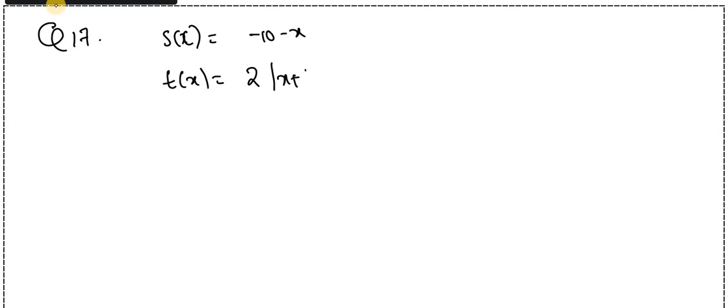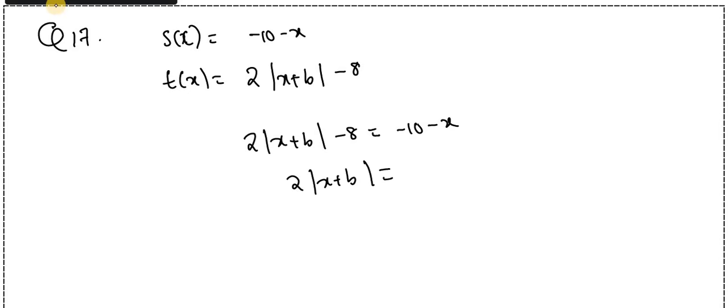This is question number 17. We have s of x, which is equal to negative 10 minus x. Then we're having t of x, which is equal to 2 modulus of x plus b, minus 8. So here we equate them. We're just going to say 2 modulus of x plus b, minus 8, is the same as negative 10 minus x. I take the 8 to this side. This is just going to give me negative 2 minus x. Then from here I can square both sides.